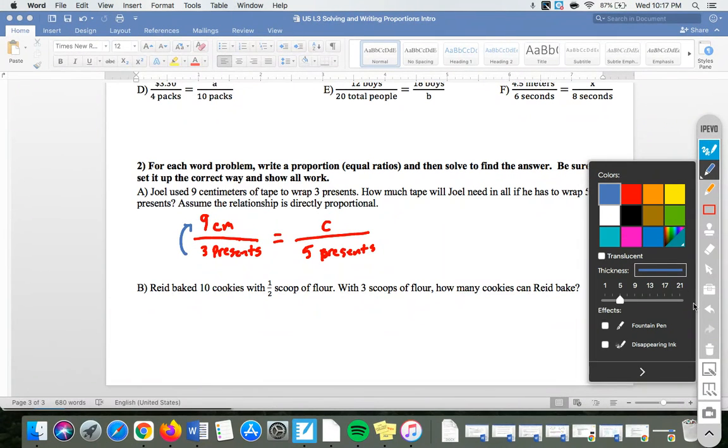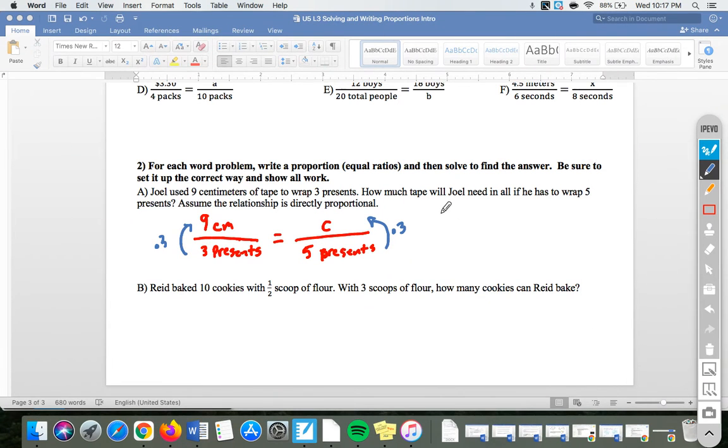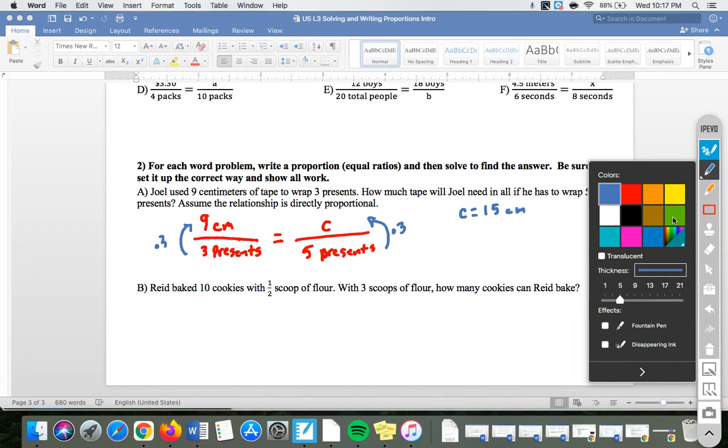I don't think it would be from the bottom to the top. It can be. But I can think, okay, 3 multiplied by 3 will get me 9. So if I multiply 5 by 3, it'll get me this answer as well. You're multiplying 5 by 3 because that's what I did to the bottom to get the top on the other ratio. So I already know that my answer is going to be 15 centimeters.